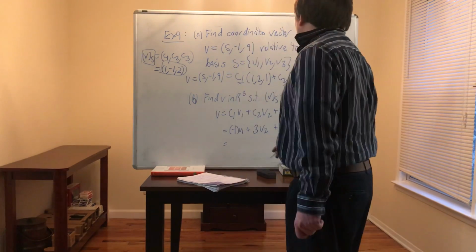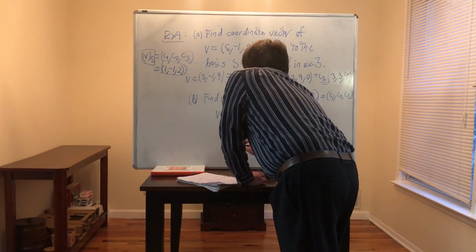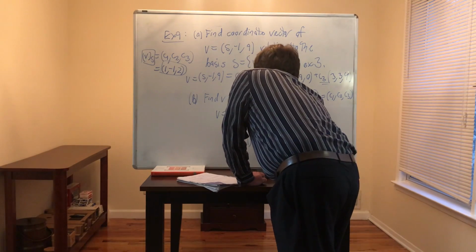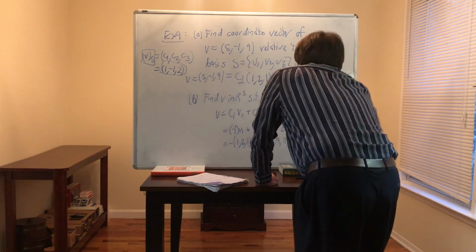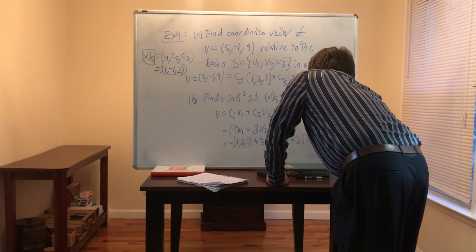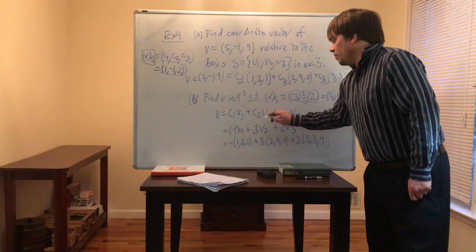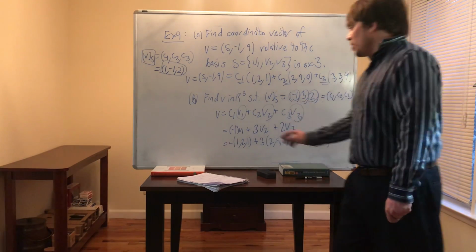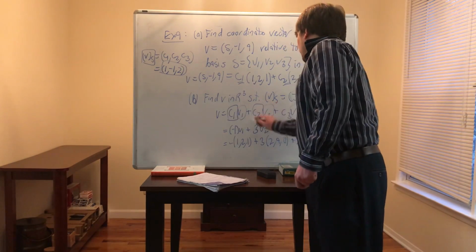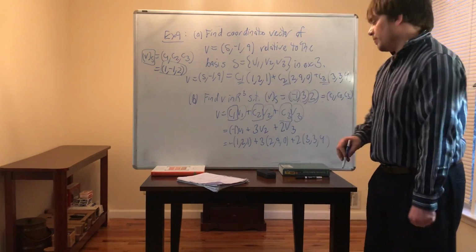And V1 was this, V2 was that, and V3 was that. So you get -1 times (1, 2, 1) plus 3 times V2 plus 2 times V3. I'm just plugging in what V1, V2, and V3 are. Because I have the coordinates of V relative to S, I know what C1, C2, and C3 are, and I just plug all of those in, and I can find V.